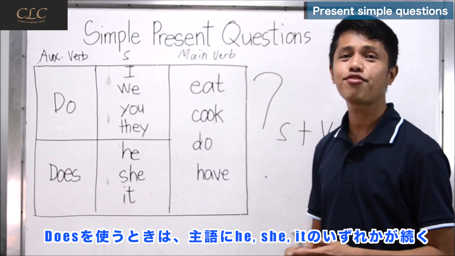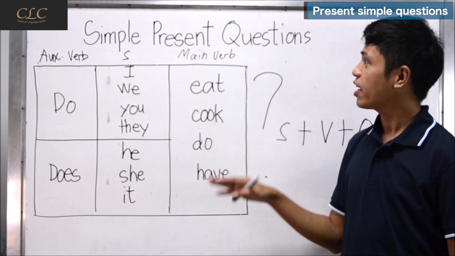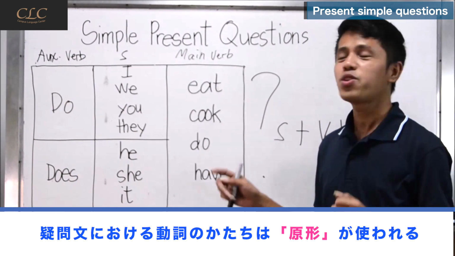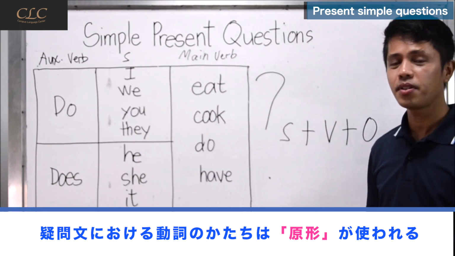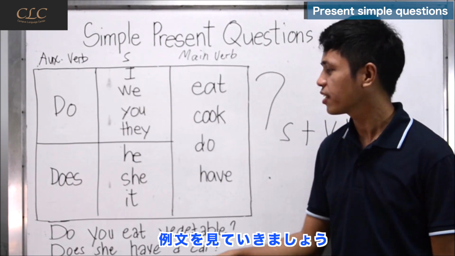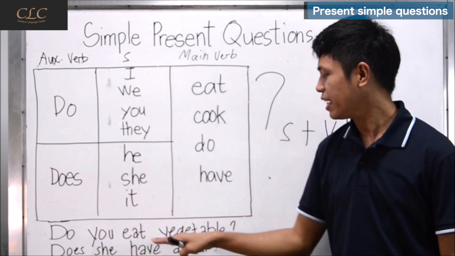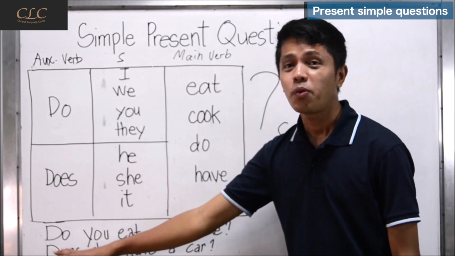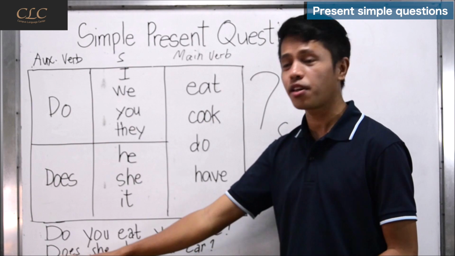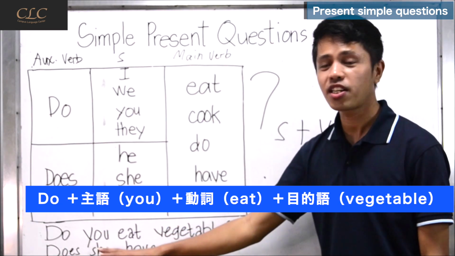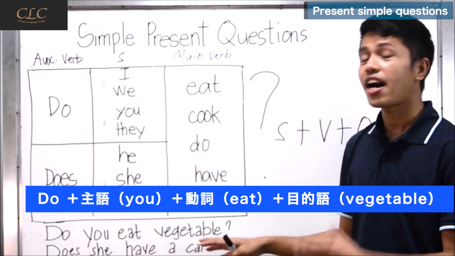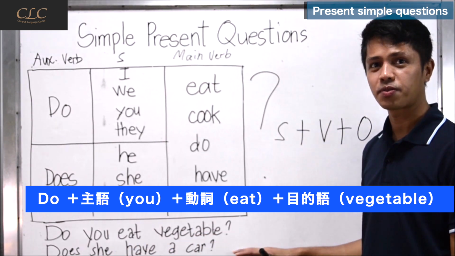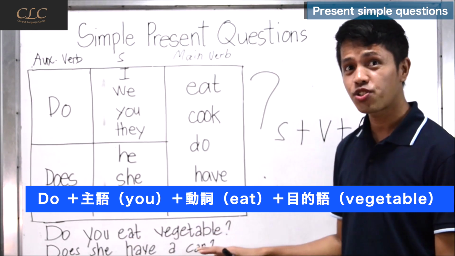And factual information number 2. In using the verb, we should always use the base form. I've got here some example. Let's try having the first one. Do you eat vegetable? We have used auxiliary verb do plus the subject you, and our main verb is eat and other information which is vegetable. So, do you eat vegetable?